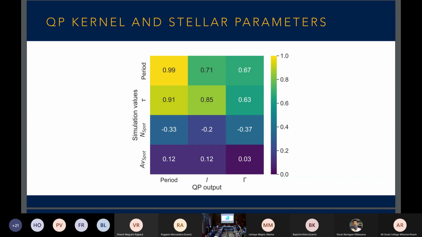As we hoped, we have this beautiful correlation between period and period. The stellar rotation period correlates very nicely with the period of our QPGP. Going along that diagonal, we have a nice strong correlation between the evolution timescale of our squared exponential and our spot evolution timescale tau. And as for gamma, you have some correlations here, but not really as strong as anything else in our sample.